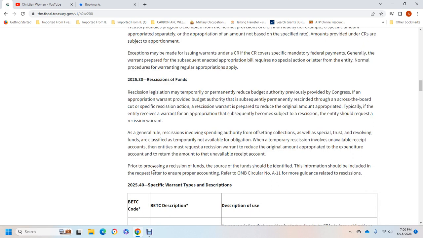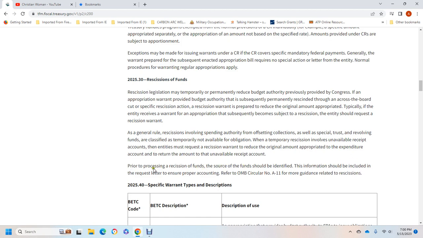A general rule of decisions involved in spending authority, offsetting collections as well as special trust and revolving funds, is classified as temporarily non-available. For temporary rescissions, the amounts are unavailable to receive in the account of the entity, which must request the rescission warrant to reduce the original amount appropriated with the expenditure account, with the return of the amount to the unavailable receipt account. Prior to processing the rescission, the source of the funds will be identified.